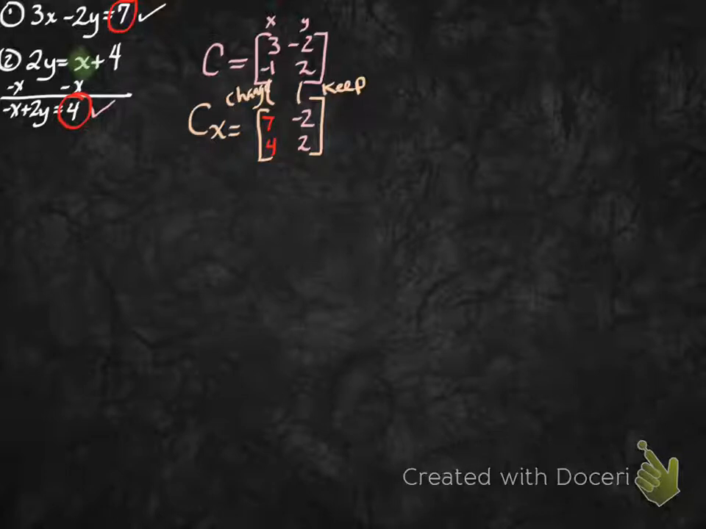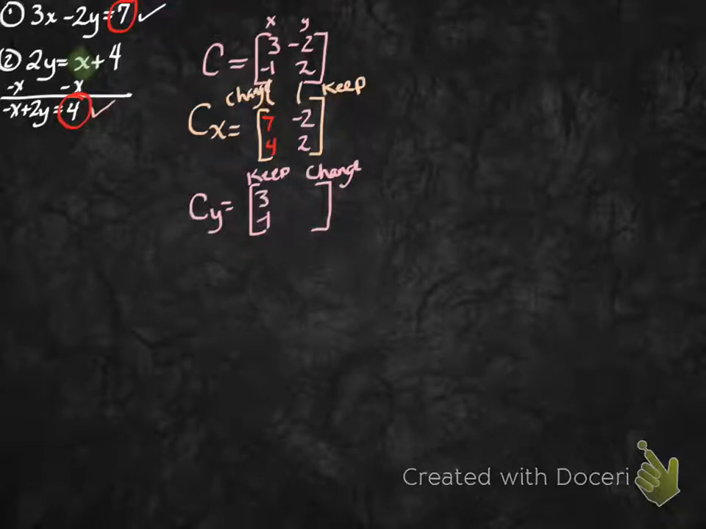And so let's do that again, but this time we're going to do the coefficient matrix for y. So this time I am going to keep my x, but change my y column. My x was originally 3 and negative 1. I'm going to change my y column to that 7 and 4. Now I have my three matrices. So this is step 2.